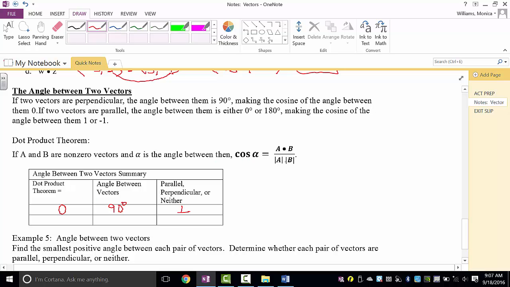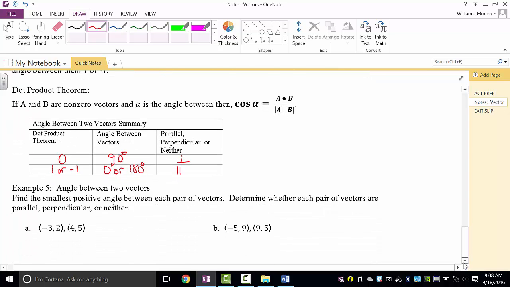If you calculate your dot product theorem and you end up with positive 1 or negative 1, that means the angle between the two vectors are 0 or 180 degrees, and the two vectors are parallel. Otherwise, it would be neither. The vectors are not parallel or perpendicular. Let's look at an example.